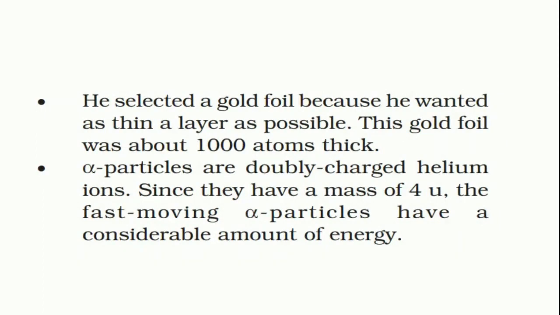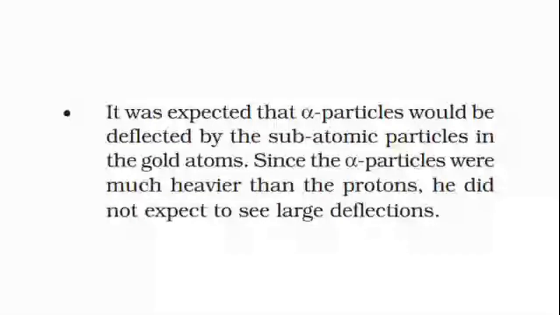So this is another point. That is why he selected the alpha particles: they have a considerable amount of energy, and they are doubly charged helium ions. They have a positive charge. So they are, as we discussed, fast moving alpha particles. Then what would we have expected? It is normally expected that alpha particles would be deflected by the subatomic particles in the gold atoms. See, if you take the structure proposed by Thomson, he said that it is like a sphere, and the sphere has a lot of electrons present.